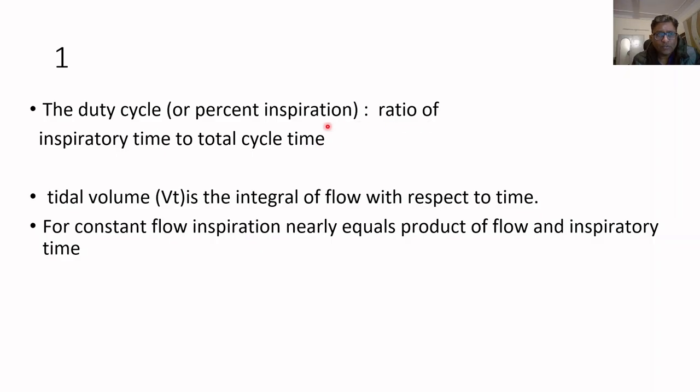Percentage inspiration, the ratio of the inspiratory time to total cycle time. So if your total cycle time is say 3 seconds, T total, then your inspiratory time, say if you're in a 1:2 configuration, will be 1 second. So out of 3 seconds, 1/3 will be the duty cycle.